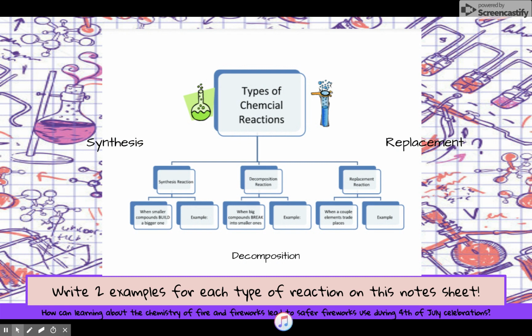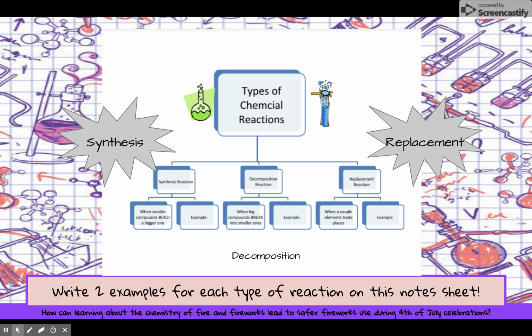Here are the 3 types of chemical reactions in an easy-to-read flowchart: synthesis, replacement, and decomposition.